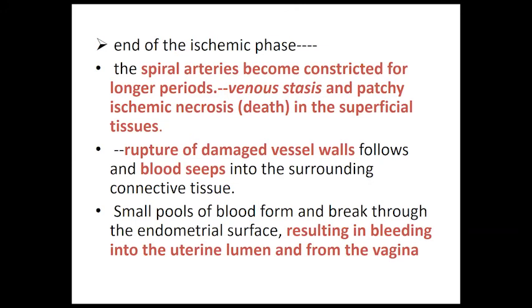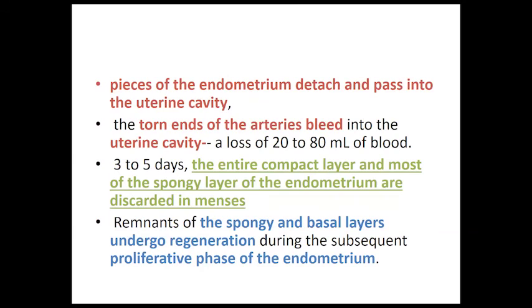So the endometrium is damaged and the blood seeps out into the endometrium. When it is shed off along with the blood plus the tissue debris, small pools of blood form and break through the endometrial surface, resulting in bleeding into the uterine lumen and from the vagina. So pieces of endometrium detach and pass into the uterine cavity. Torn pieces bleed. It's about 20 to 80 ml. So the entire compact layer and most of the spongy layer of the endometrium are discarded in menses.